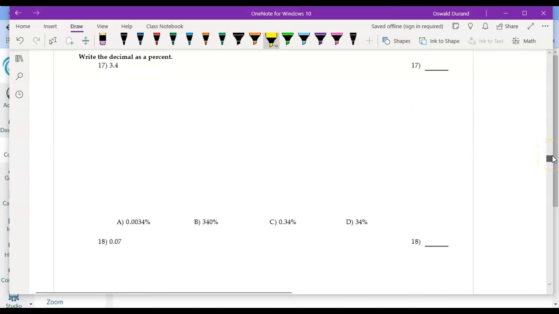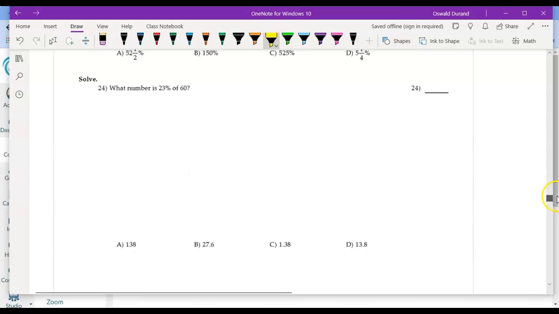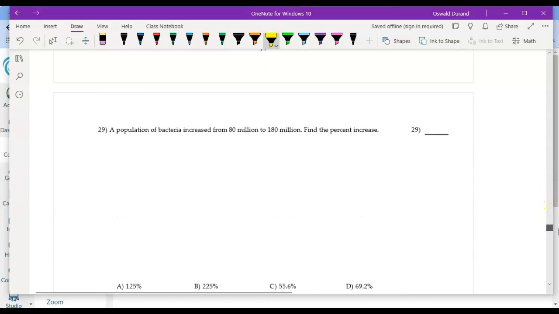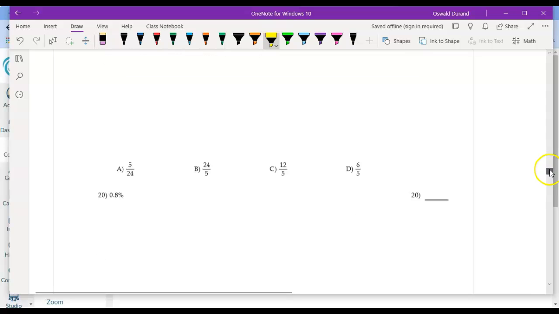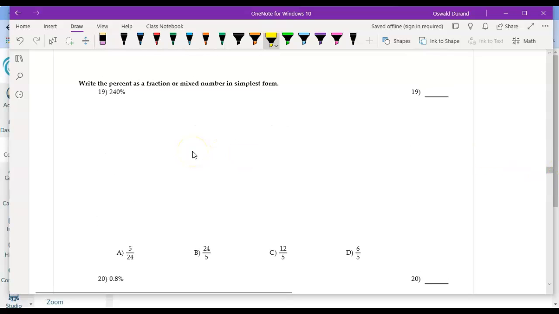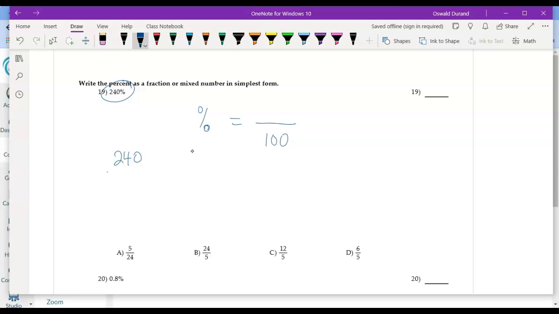All right, so let's go writing. So here we get into percentages and so on. Writing the percentage as a fraction or mixed number in its simplest form. All right, so the percent sign means what? Divided by 100. That's basically what it means, right? Percent sign means divided by 100. So if I say 240%, I really mean 240 divided by 100.